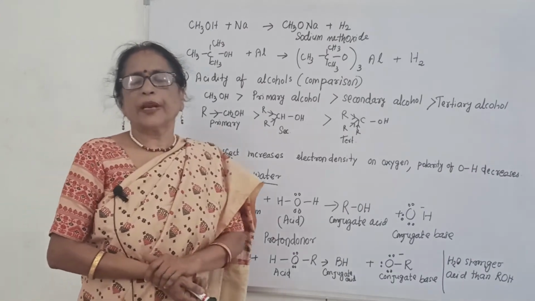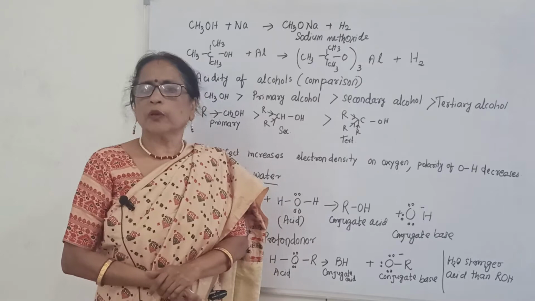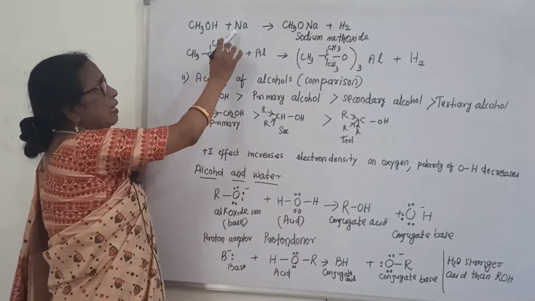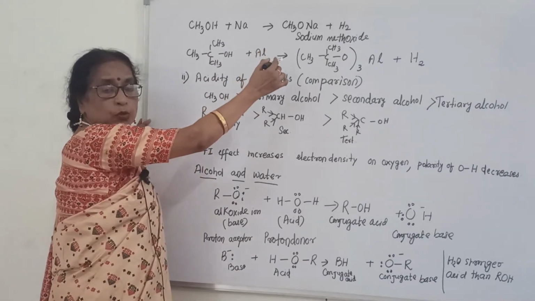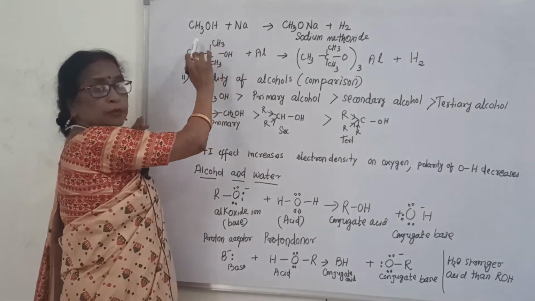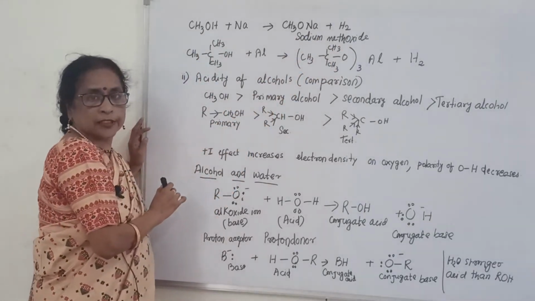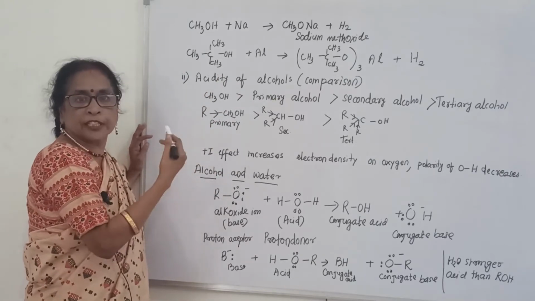I told you that when a metal reacts with alcohol, it gives metal alkoxide and hydrogen. Here is the example: methyl alcohol with sodium gives sodium methoxide. Why sodium methoxide? Because it comes from methyl alcohol. Sodium methoxide and hydrogen.